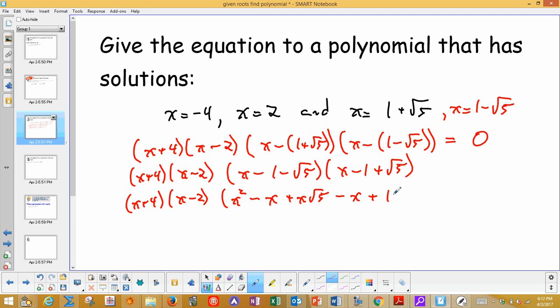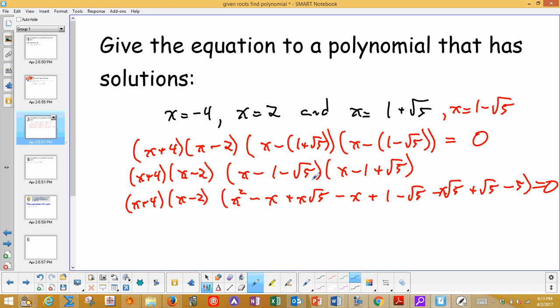Then I'm going to have a minus 1 times a root 5, so minus root 5. Then I have minus root 5 times x, which is minus x root 5. And then minus root 5 times minus 1 is a plus root 5. And then a minus root 5 times a positive root 5 gives me just a minus 5, equals 0. That was fun, some good math.